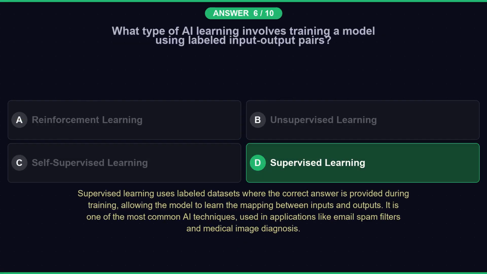The correct answer is D. Supervised learning. Supervised learning uses labeled datasets where the correct answer is provided during training, allowing the model to learn the mapping between inputs and outputs. It is one of the most common AI techniques, used in applications like email spam filters and medical image diagnosis.